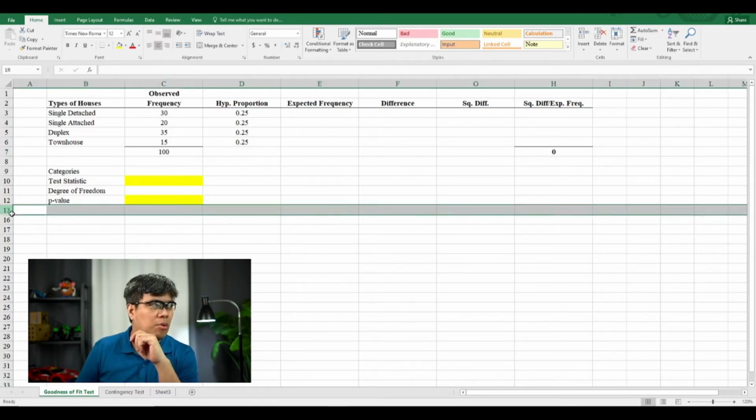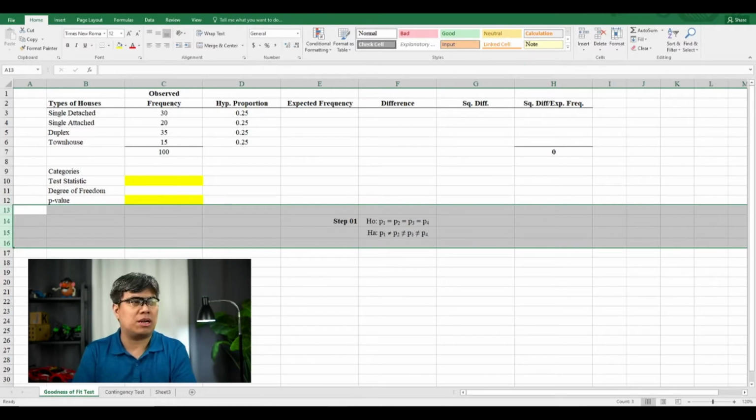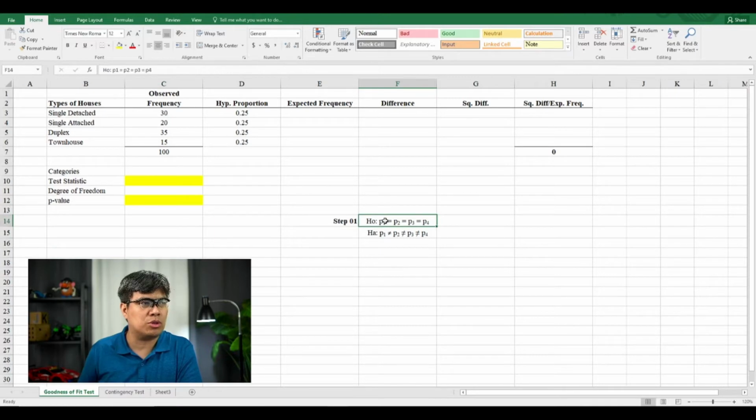Now, for step one, we're trying to compare if the proportions are similar or not. So it would look something like this. Since we have four proportions, the null hypothesis is that proportion 1, proportion 2, proportion 3, and proportion 4 are similar. And for the alternative hypothesis, the four proportions are not similar. So this is what we're trying to test.